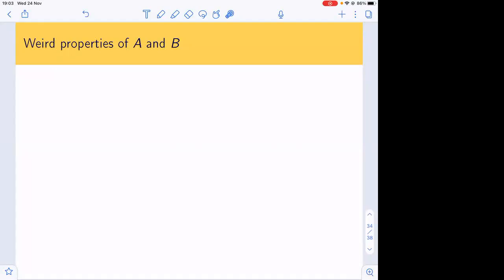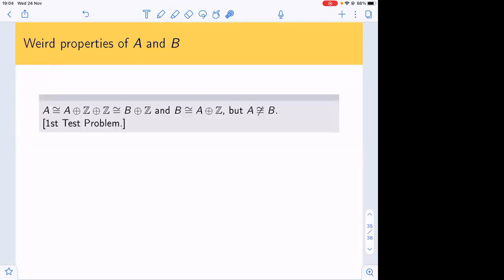Okay, so now let's get on to some weird properties of these groups. Let's look at A. A is isomorphic to A plus Z plus Z. A plus Z is isomorphic to B. So A is isomorphic to A plus Z, which is isomorphic to B plus Z. Also, we've just defined B to be A plus Z. So A is B plus another group. B is A plus another group, but A and B are not isomorphic.